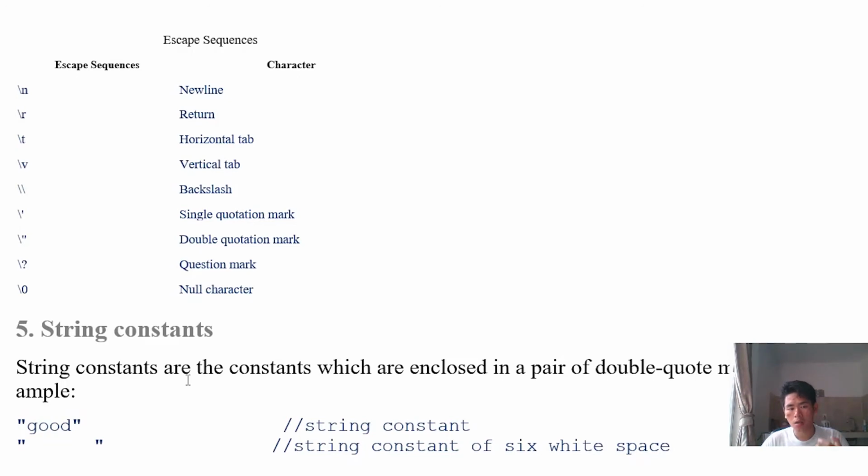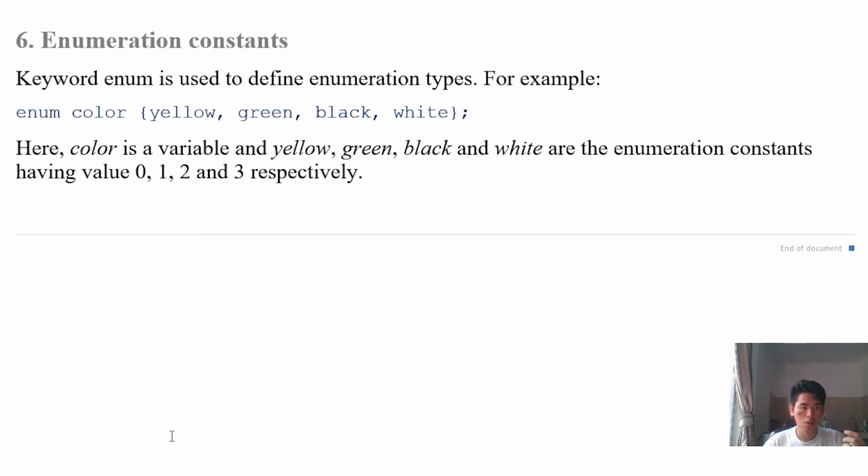String constant. String constants are constants enclosed in a pair of double quote marks. So it is different from the character constant. And you just have to use double quotes and then put the word in it.